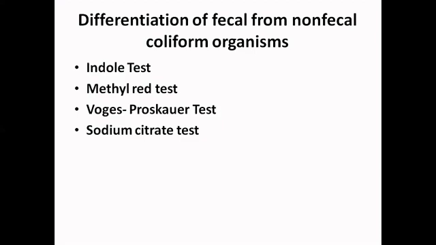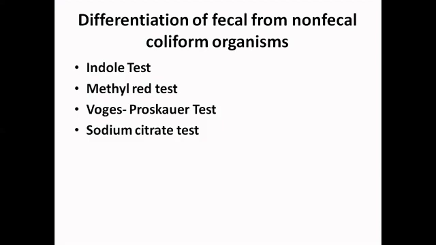For the test, sterile glucose phosphate broth is inoculated with a loopful of suspension suspected to be coliform and incubated at 37 degrees Celsius for 24 hours. After incubation, the production of acetyl methyl carbinol is detected by adding 0.6 ml of reagent A and 0.2 ml of reagent B to 1 ml of glucose phosphate broth culture. Appearance of pink color within 2 to 5 minutes indicates a positive test.